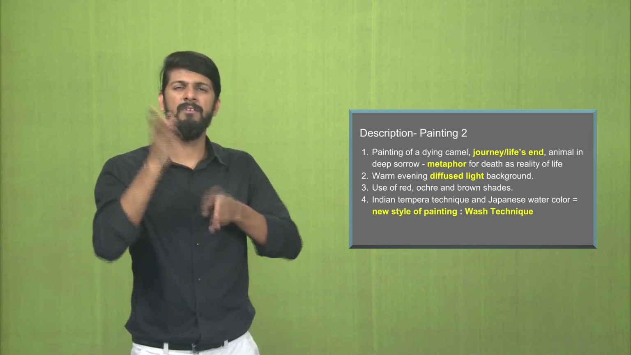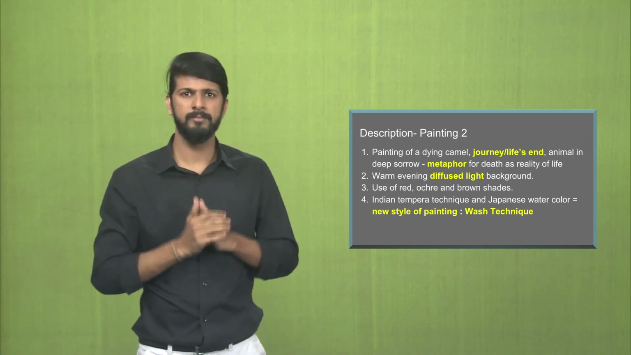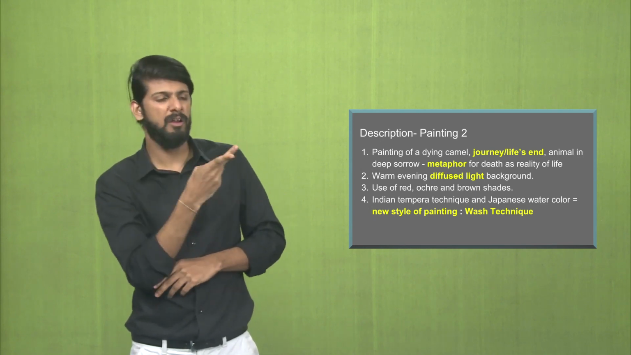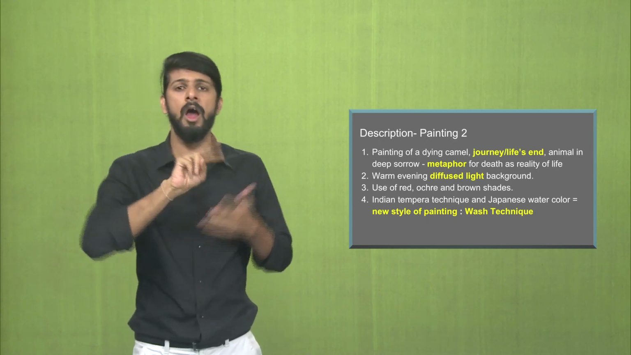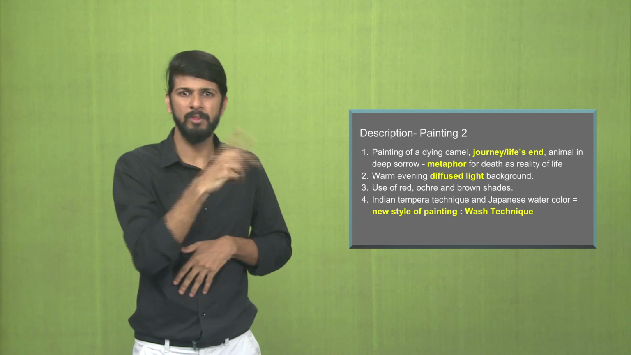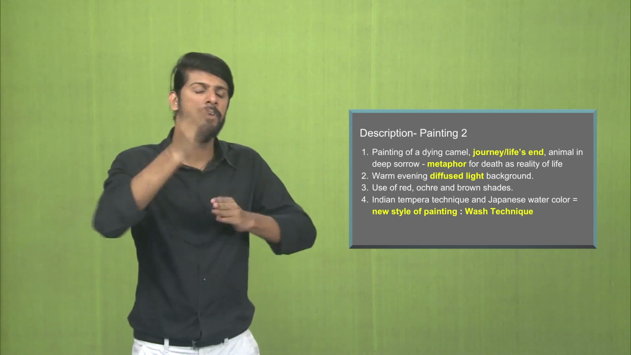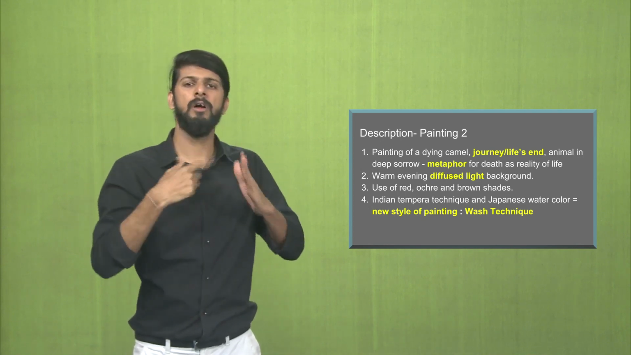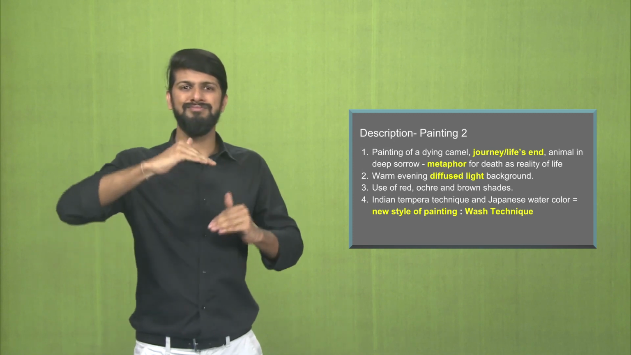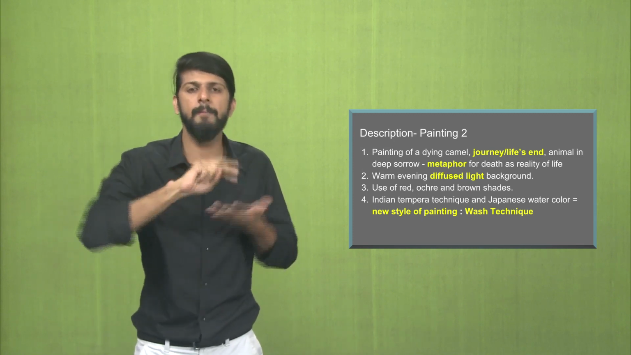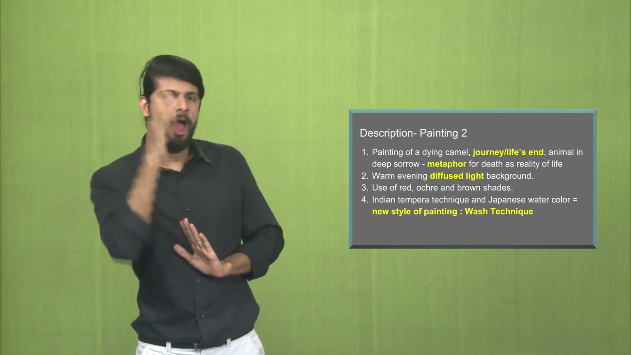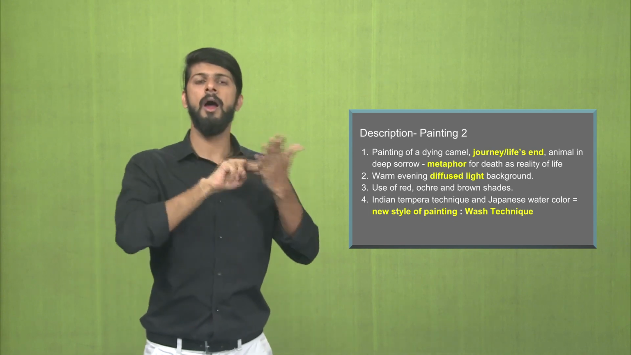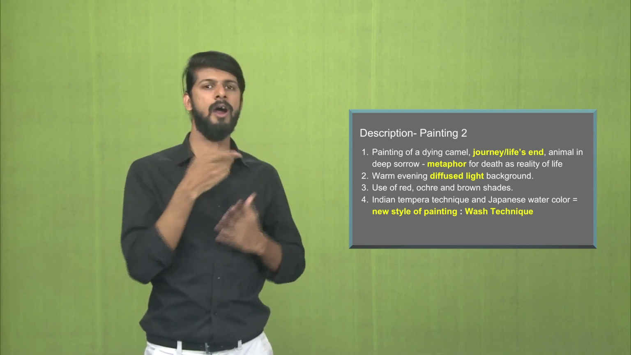The description of the second painting, that is The Journey's End. This painting is of a dying camel whose journey, or his or her life, is at an end. The animal is in deep sorrow, not in a position to travel anymore, and this is a metaphor for death as a reality of life, that if you are born, you will grow, you will become old and then die. That is what the painting is a metaphor for. It looks like a very tired and dying camel, but it is a metaphor for death as a reality of life.